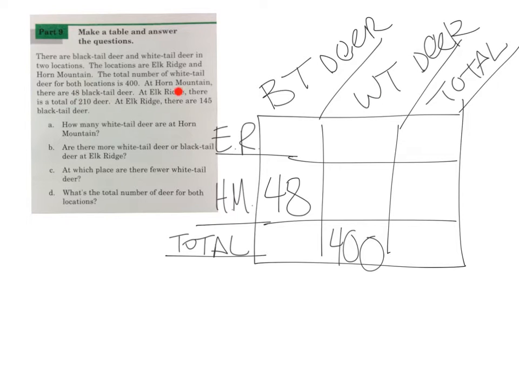And then the rest of the problem says at Elk Ridge, there is a total of 210 deer. So here for Elk Ridge, we're not just talking about black-tailed deer or white-tailed deer. We're going to talk about both deer together. And there was a total at Elk Ridge of 210. And then it says here that at Elk Ridge, there are 145 black-tailed deer. So here's black-tailed deer at Elk Ridge, and it says that there are 145.